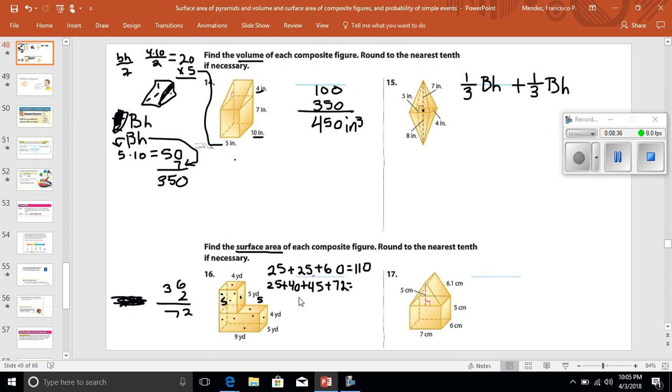Well, let's see. 25 and 40 are 65. 65 and 45. Well, 5 and 5 is 10. So 10 plus, well, 4 and 6 are 100. Well, that's going to be 110 right there. Now we have 110 plus 72, so that's going to be 182.